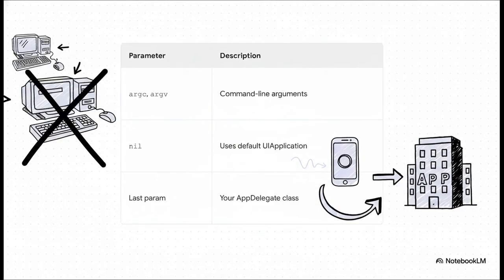Now, don't let those parameters scare you. They're actually pretty straightforward. argc and argv are just old holdovers for command line arguments, which we don't really use in iOS apps. The nil part just tells the system to use the standard default UIApplication class. And that last part, that's the important one. It's just a way of telling the system, hey, this class right here, this is my app delegate. See? Not so scary after all.